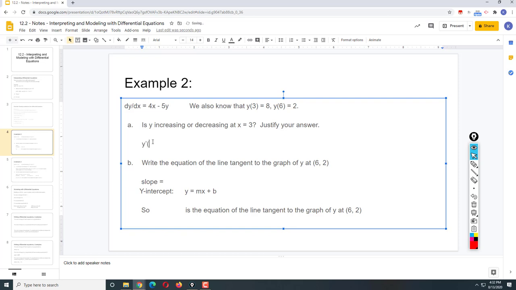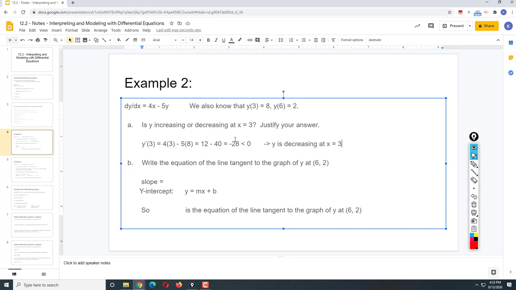The first derivative, we can use the differential equation to help us. We want the first derivative at x equals 3. Well, that's 4x minus 5y from our differential equation. x is 3, so I plug in 3 for x. What is y? We know that when x is 3, y equals 8. That's given to us. So I plug in 8 for y. That's 12 minus 40, which is negative 28, which is less than 0. That means that y is decreasing at x equals 3.